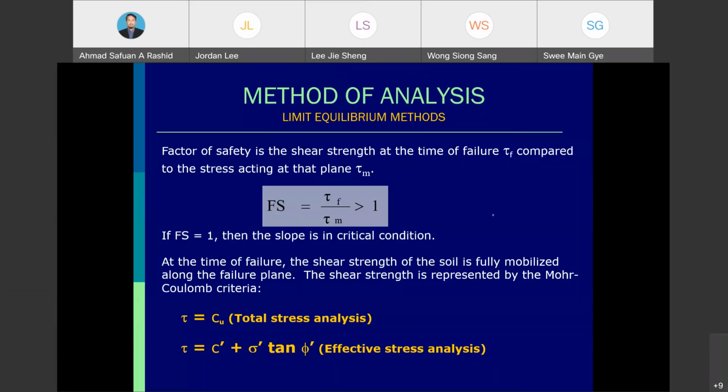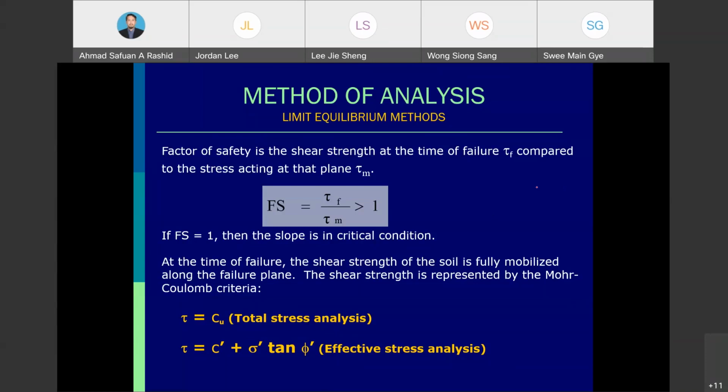Okay, then we continue on. We have discussed the principle of slope stability analysis, and now this is an extension of that discussion. The factor of safety is the shear strength at the time of failure, which we denote as tau F, compared to the stress acting on the plane, which is tau M.